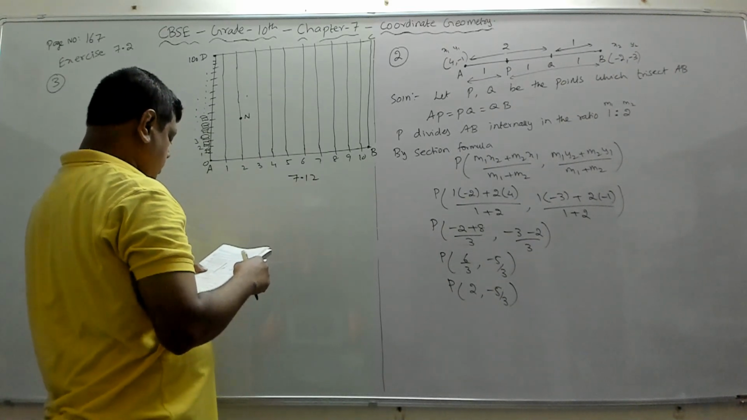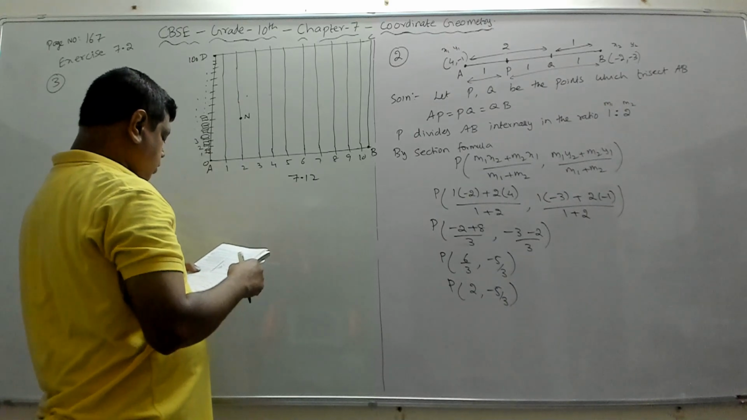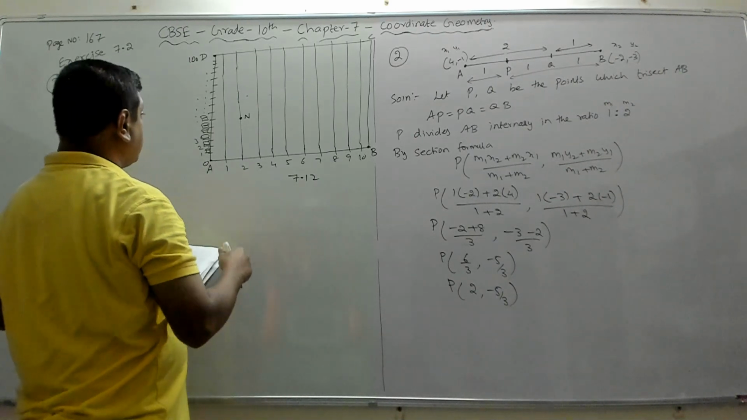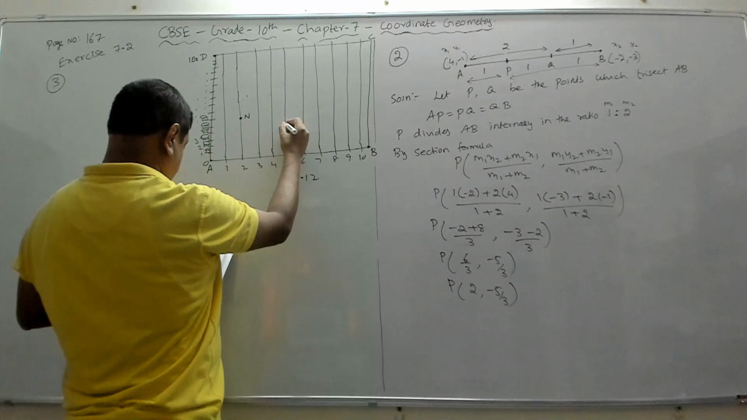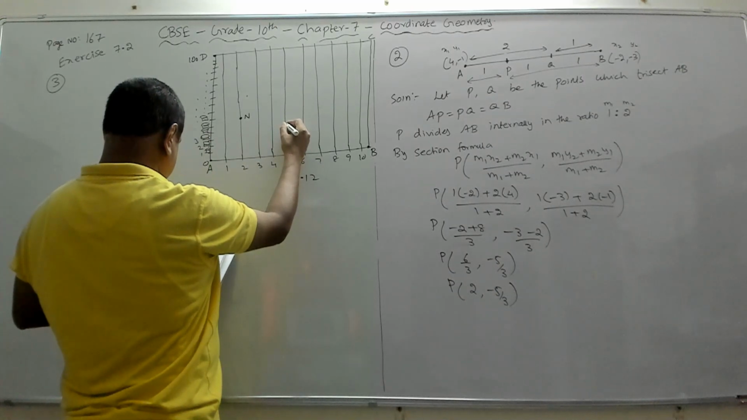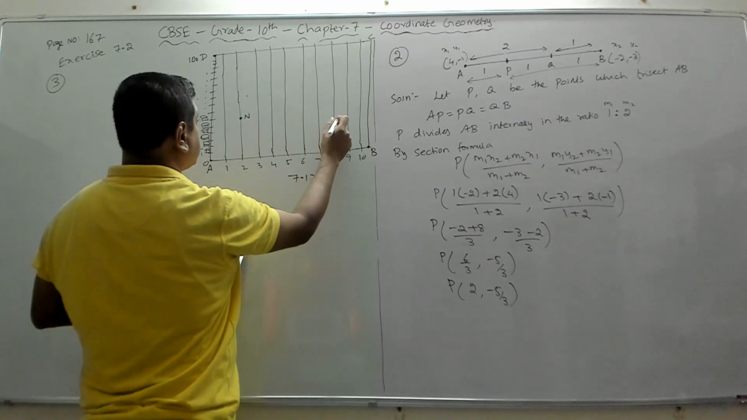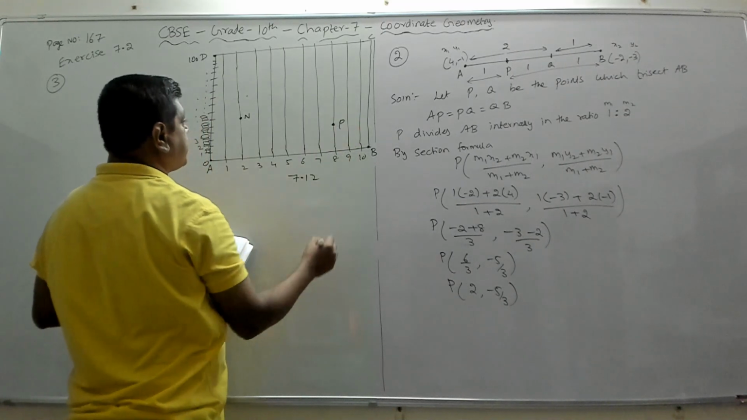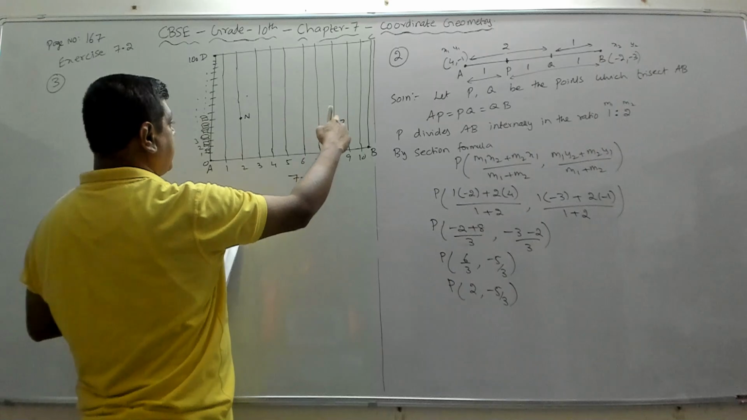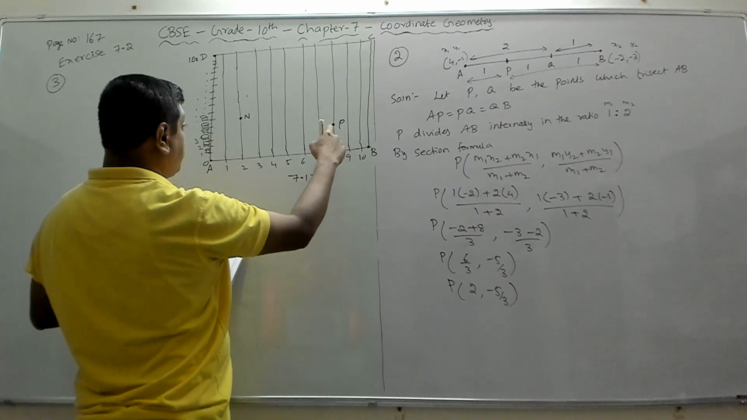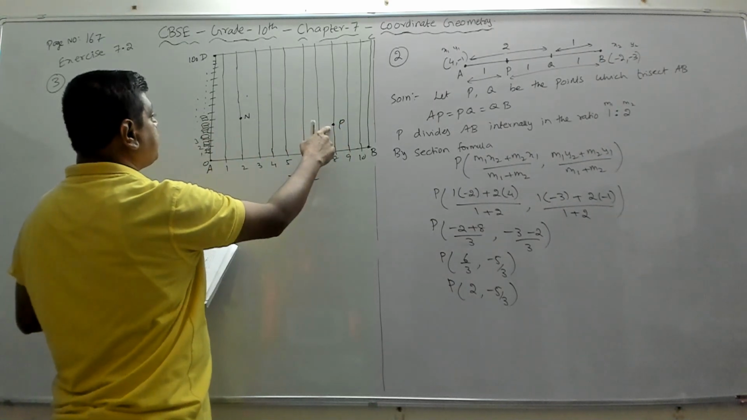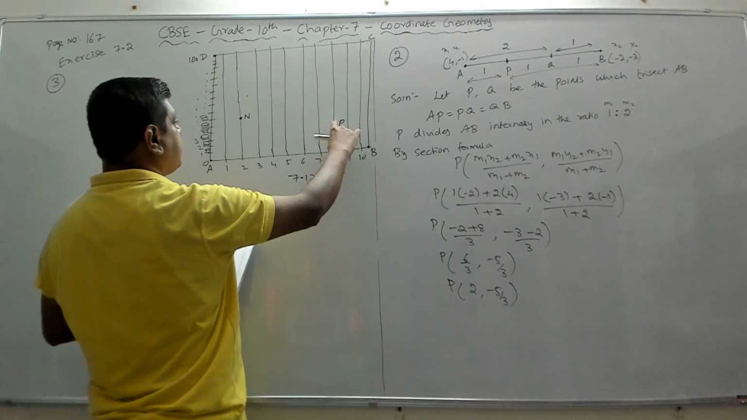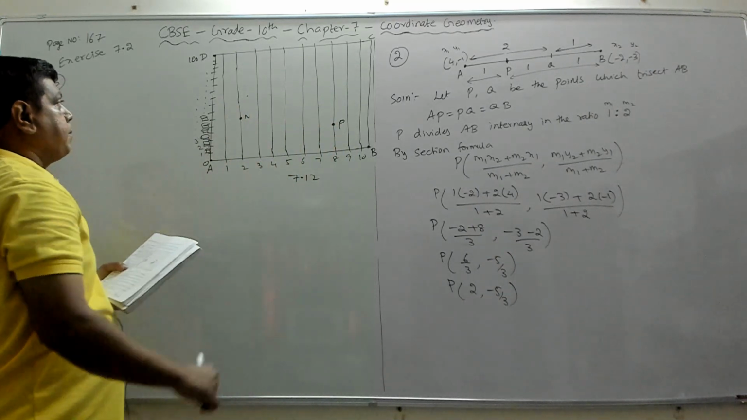And another girl, Preet, runs 1/5 of the distance of AD. So she is somewhere here, on the 8th lane. Suppose she is here, Preet. And she is running on line 8 at 1/5 of the distance of AD. This length is 1/5 of AD. This is 1/4 of AD. And AD is 100.